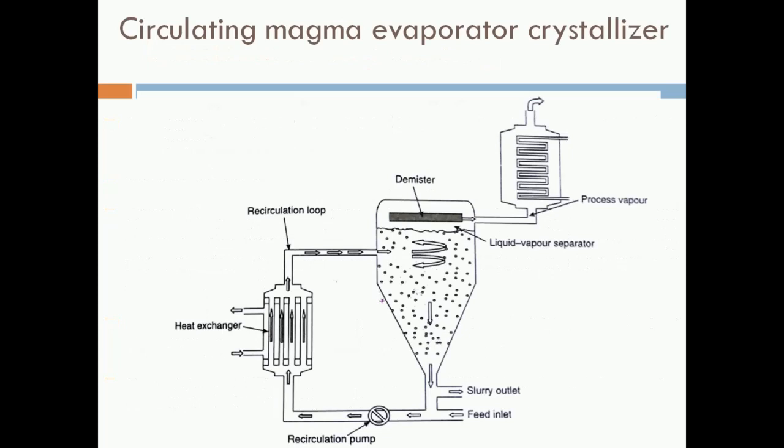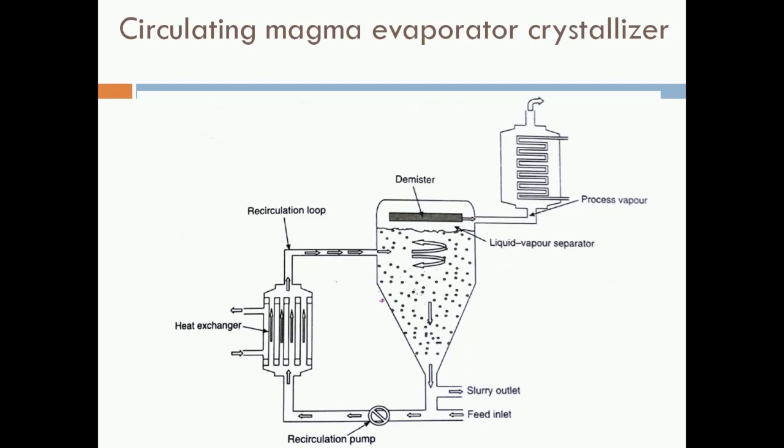So the third type of system that we have is the circulating magma evaporator crystallizer. In this case, circulating magma. Why is it called circulating magma? Because here the liquid is heated. The feed that you introduce is heated in a heat exchanger, and that is introduced into the heart of the system, the center part, which you can see. The hot liquid is introduced into the system and continuously circulated back. So it is a continuous movement of this hot material within the system. The name magma is given here.